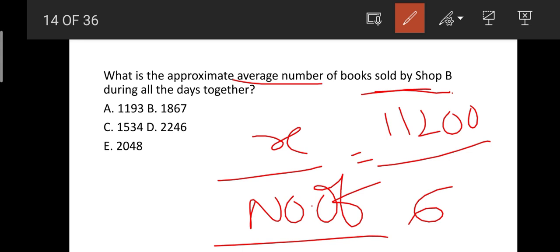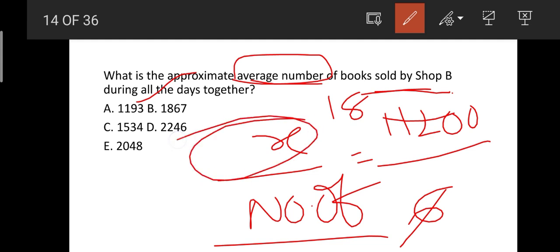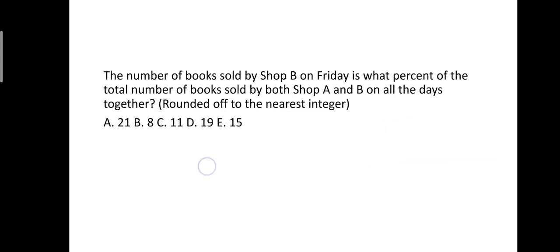So if you go for calculation now, 6 ones are 6 and then 52, 6 8s are 48. So now we have got our answer. It is nothing but option B, 1867. Okay friends, I think you have understood this. Here you should observe, it is the average number of books, that is the total number of books they have sold by the number of days. Okay, we will be moving to our next question.